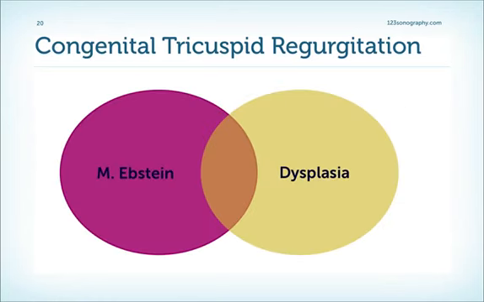I would now like to talk about congenital abnormalities of the tricuspid valve, which can lead to tricuspid regurgitation. In general, I'll be talking about morbus Epstein, but be aware that we also have dysplastic valves, or dysplasia of the tricuspid valve, which can, to the extreme, also be an overlap to a morbus Epstein.